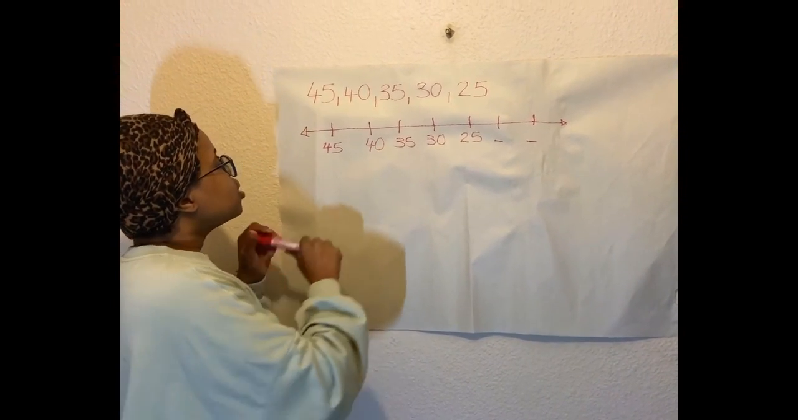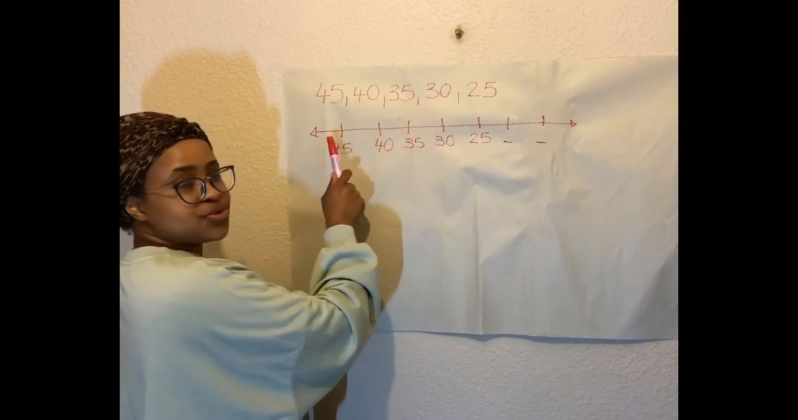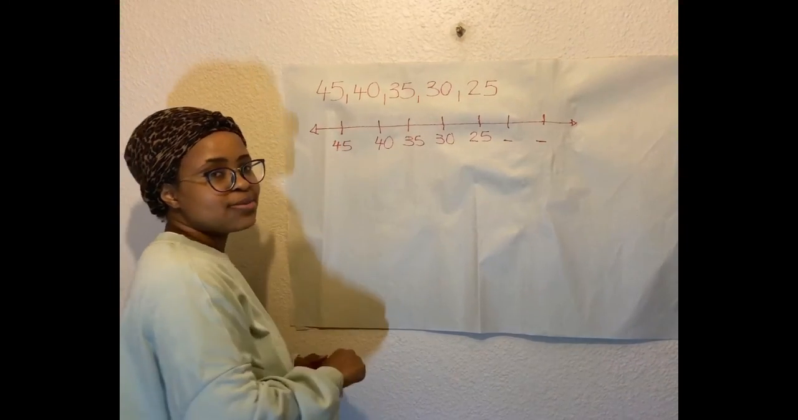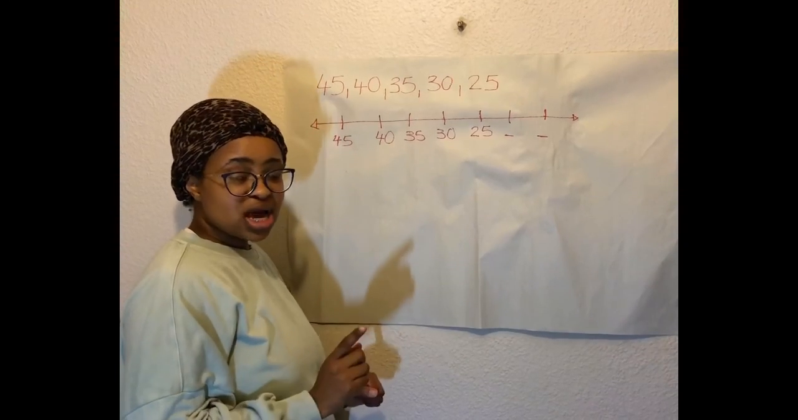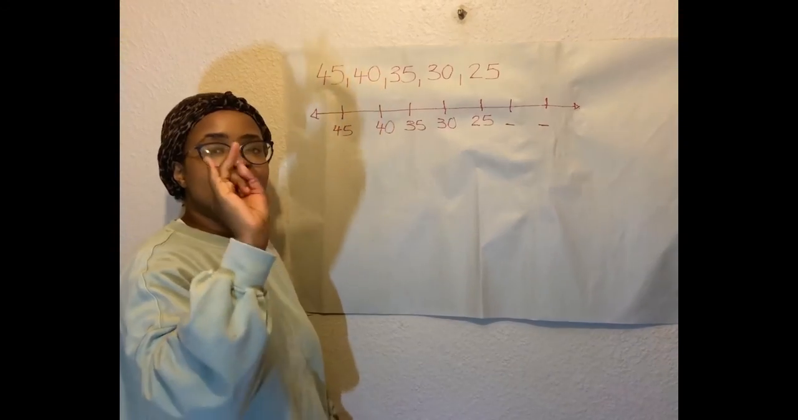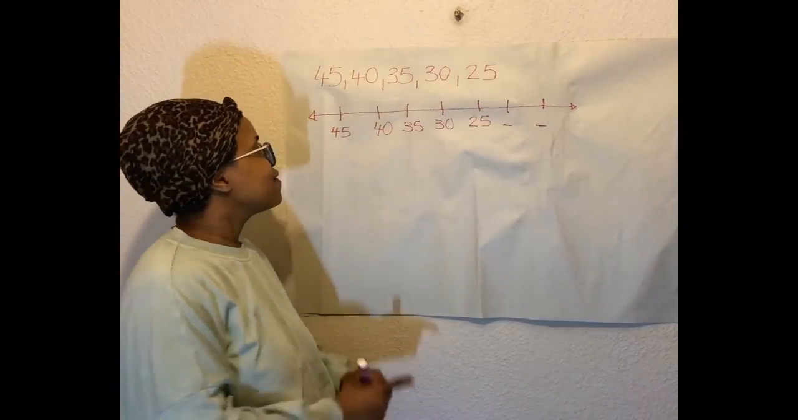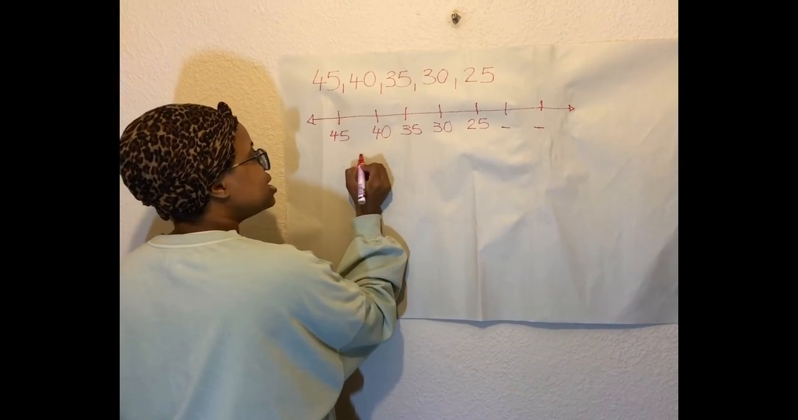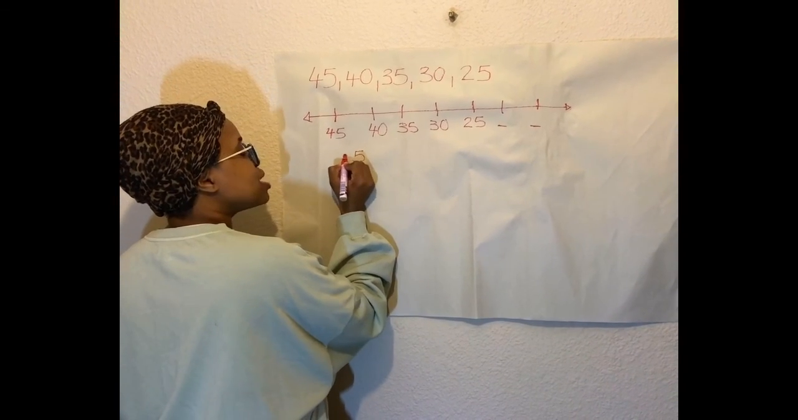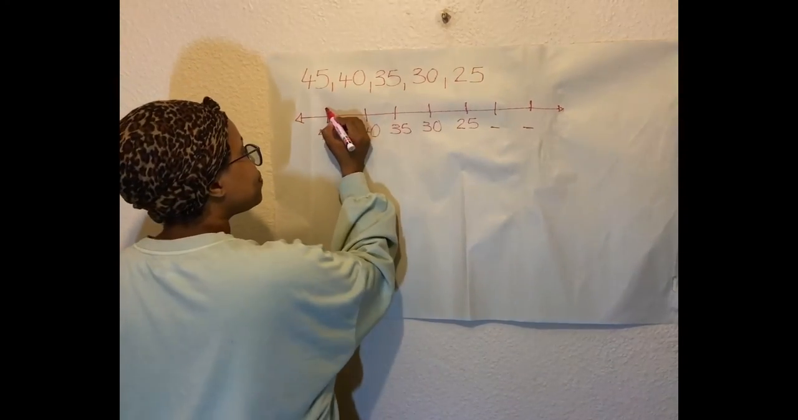So we're going to start off by counting from 40 to 45 to find the rule for this pattern. Say 40 out loud and then count. 40, 41, 42, 43, 44, 45. The rule for this pattern is 5. You subtract 5 because your numbers keep getting smaller.